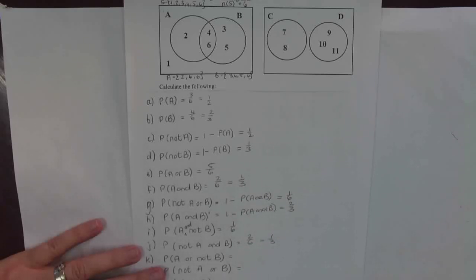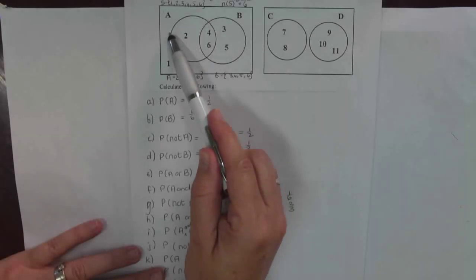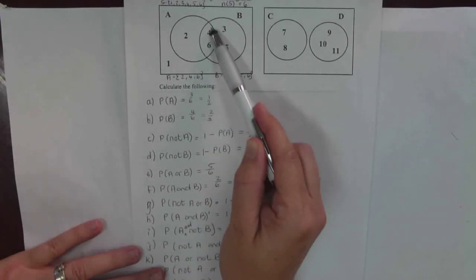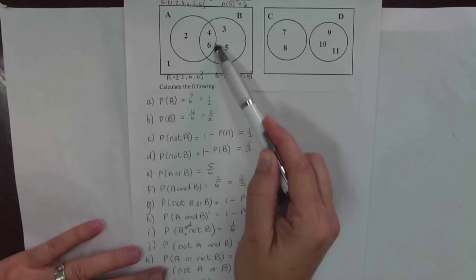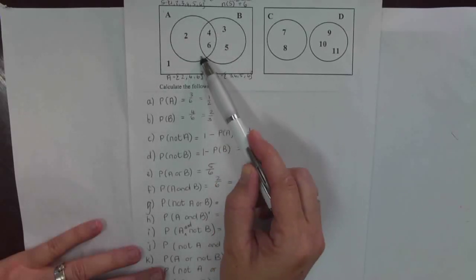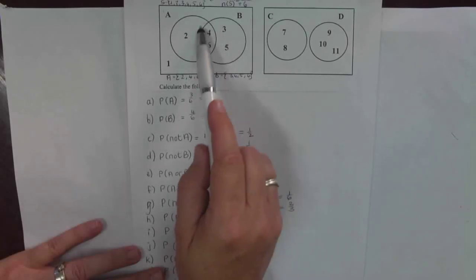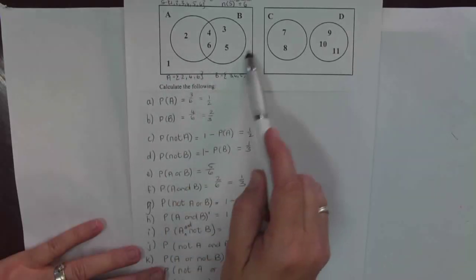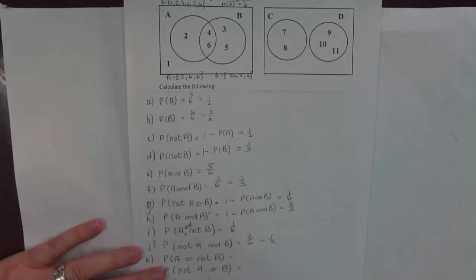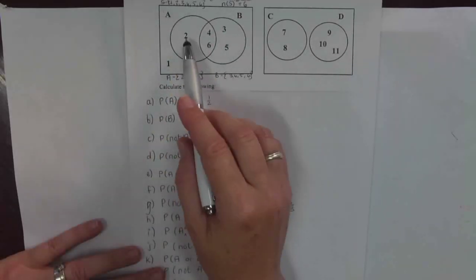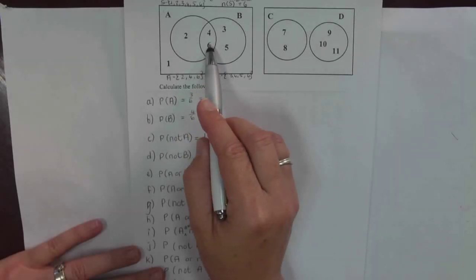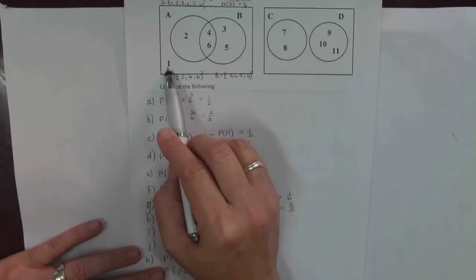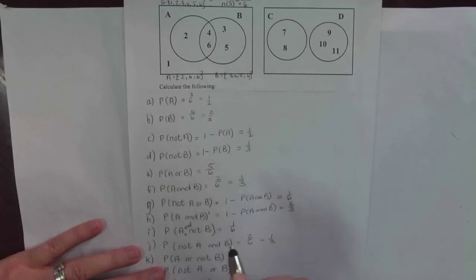Okay, let's have a look. That is A, right? Not B is everything on the outside. So there are 1, 2, 3 numbers in A, and not in B is another one. So it's 4 out of the 6 numbers, so it's 2/3.